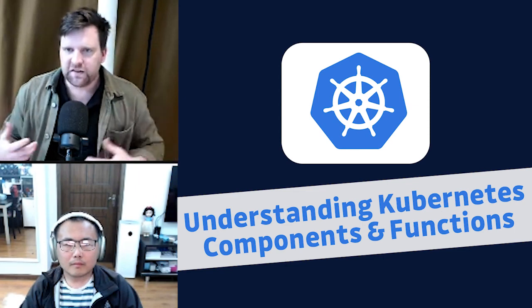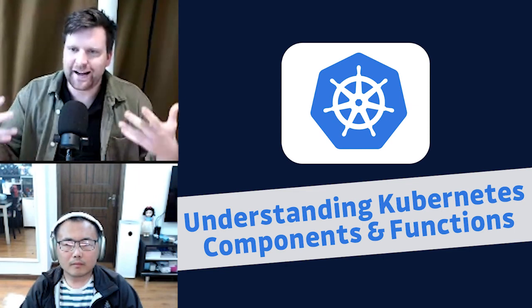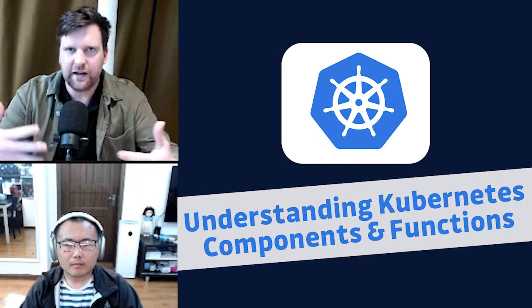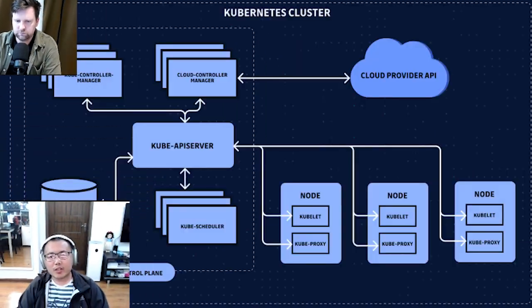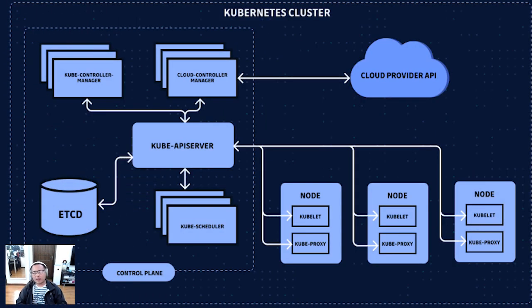So let's talk about the Kubernetes components. Tiexin, can you explain how Kubernetes fits together and the components that make up that? In general, Kubernetes is made up of two parts. One is the control plane, which is the rectangle on the left side of the picture. And another part is the worker node on the right side.